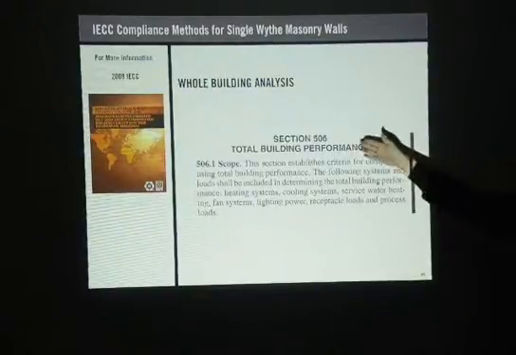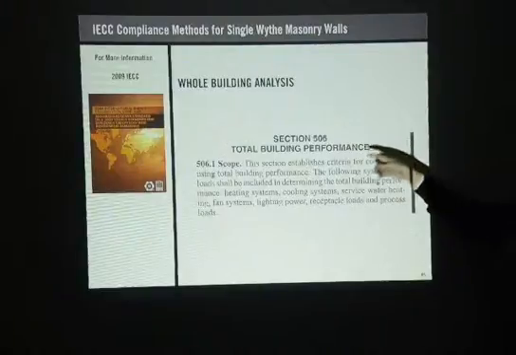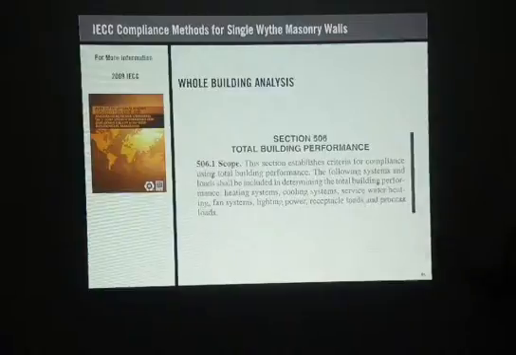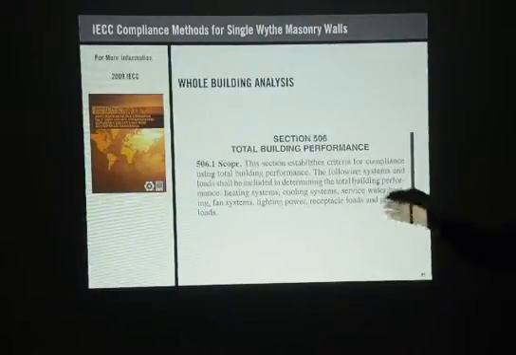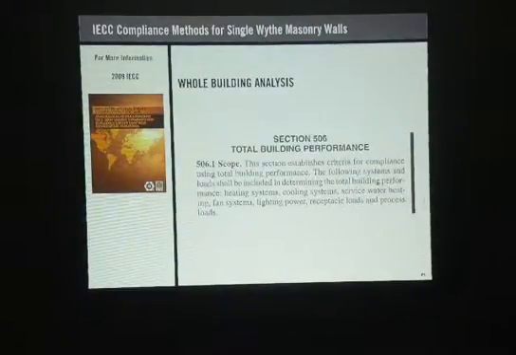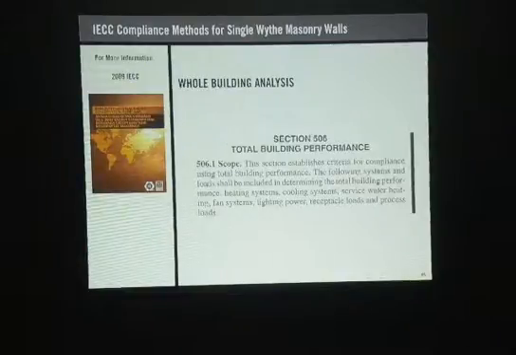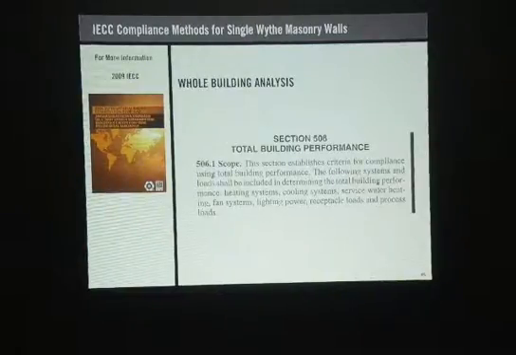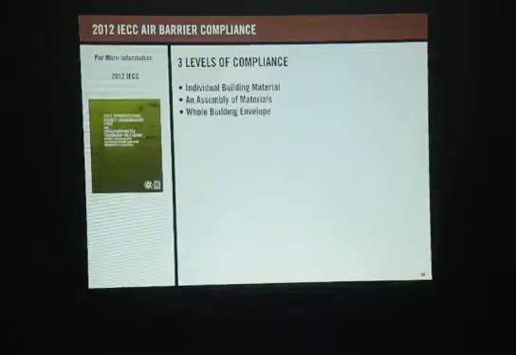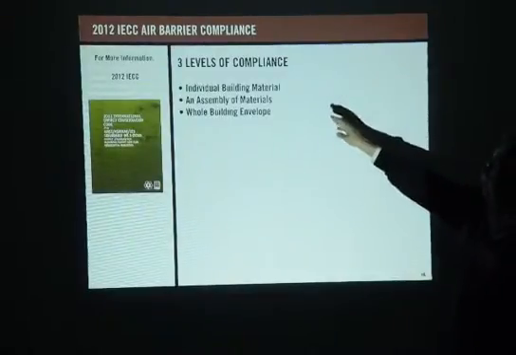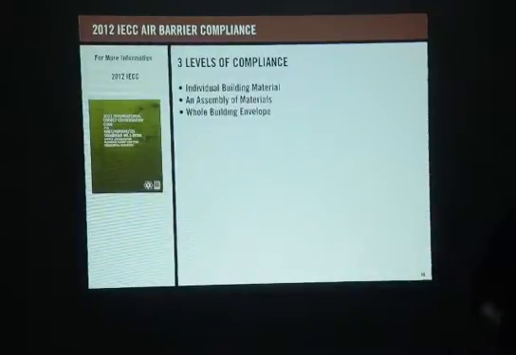This is the section in the code that refers to total building performance, as far as HVAC, power, lighting, and the loads. This is probably the most accepted as time goes along: the whole building envelope process analysis. Now this is the last thing. There are 3 levels of compliance as it has to do with air barriers: the individual building material, the assembly of materials, and the whole building envelope, okay?